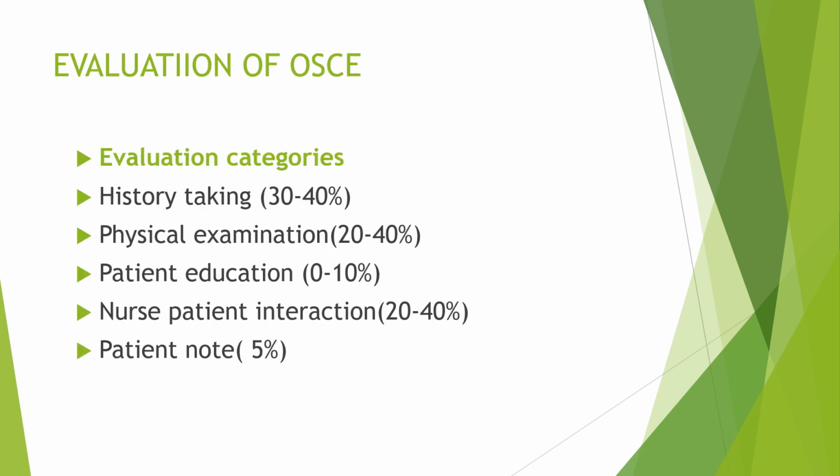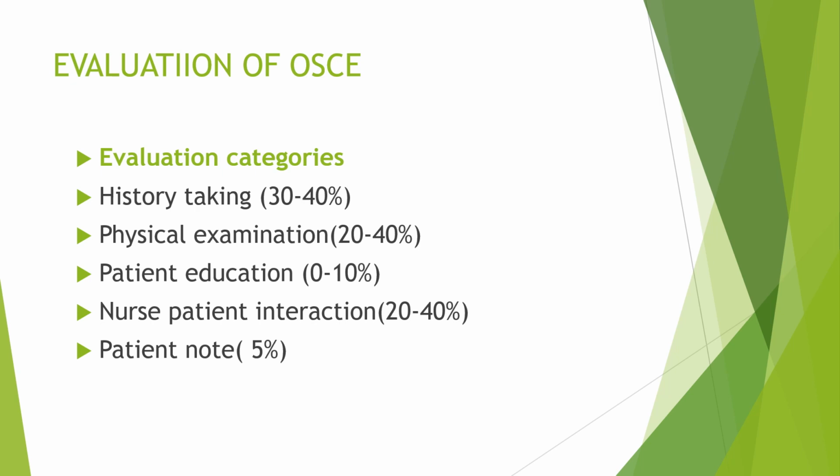Next is evaluation categories for the OSCE. You can have different categories. Here I have given an example. For example, here I have given 30 to 40% for the history taking session, 20 to 40% for the physical examination, 10% for the patient education, 20 to 40% for the nurse patient interaction, and 5% for recording the patient note.